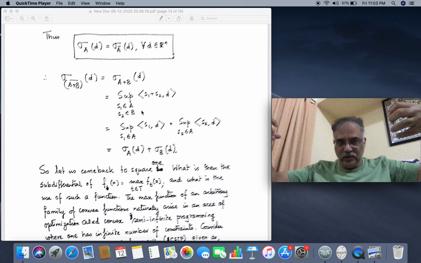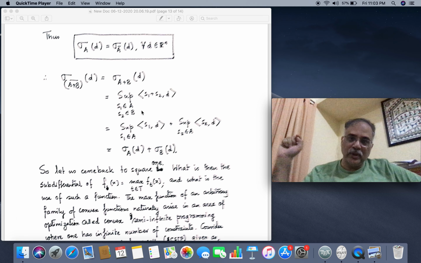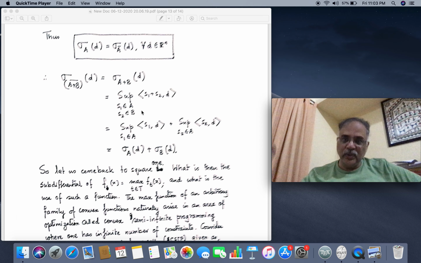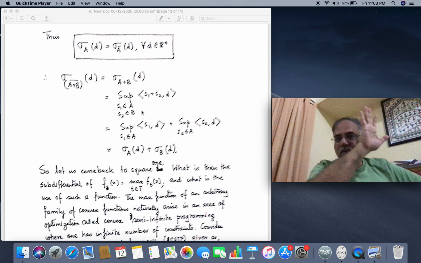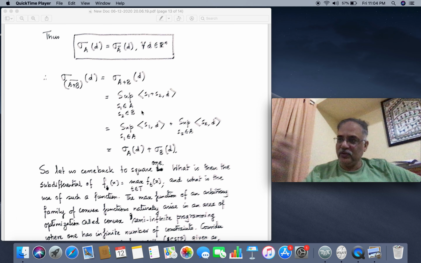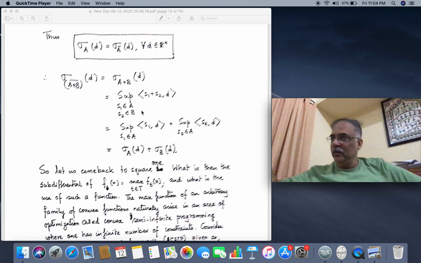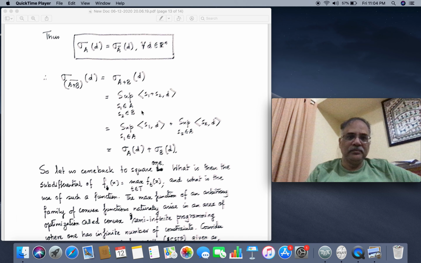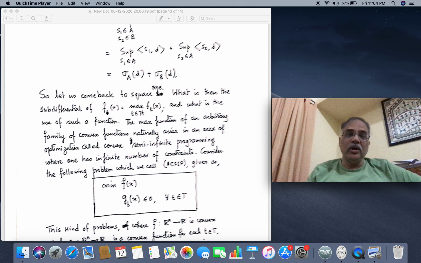So if f is over x1 and g is over x2, then the sup over x1 in A and x2 in B of f of x1 plus g of x2 is equal to the sup of f of x1 plus the sup of g of x2. This is a standard result. So we are back to square one.